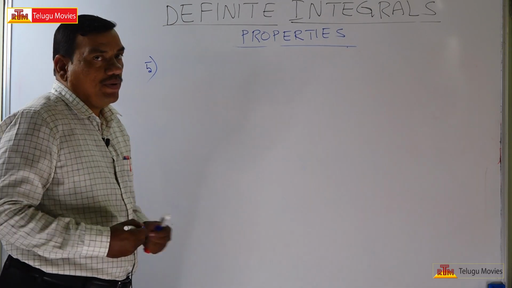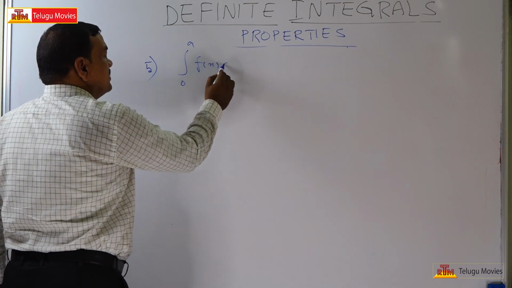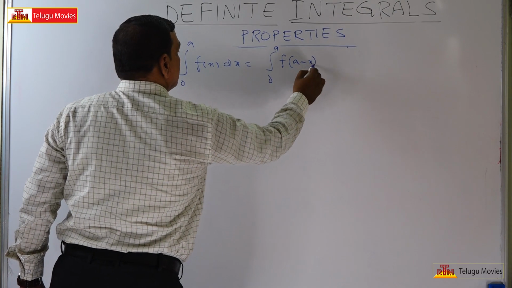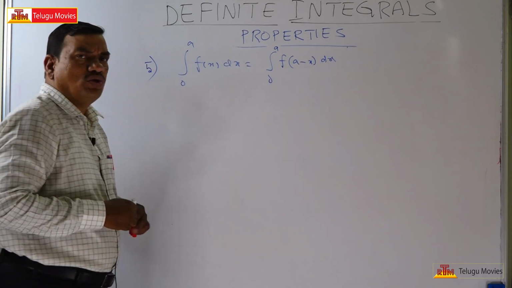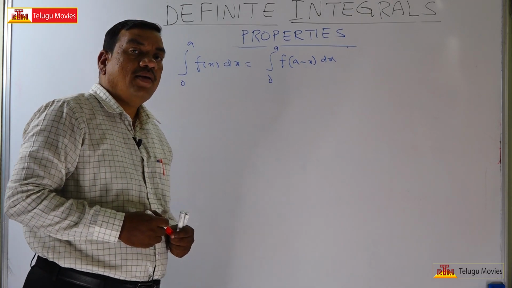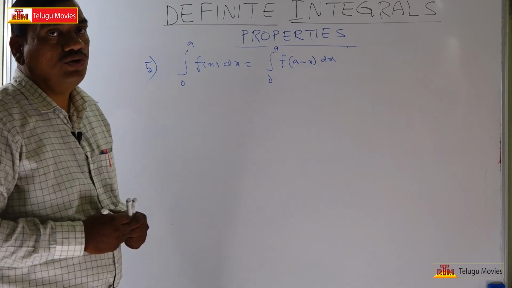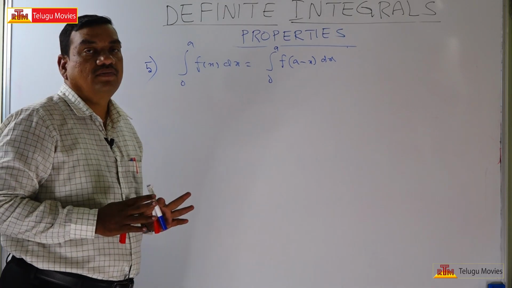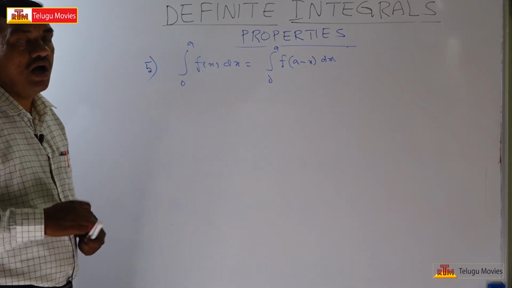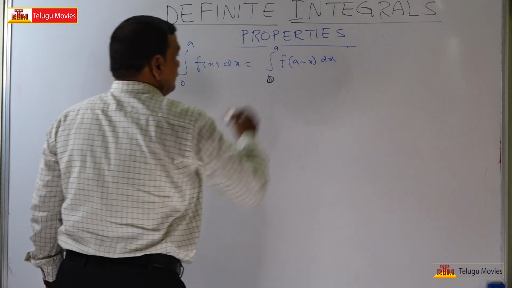Welcome to the next property. A very easy property: integral 0 to a of f(x) dx is equal to integral 0 to a of f(a minus x) dx. These properties all have proofs. From the JEE Mains point of view, if you learn the proof also, it will be remembered forever. So for this I am explaining the proof of this theorem. Let us see that.